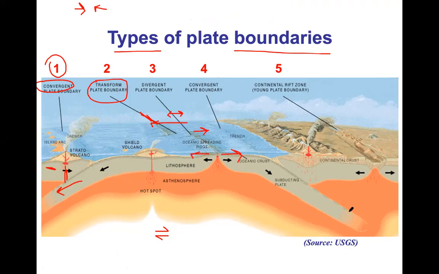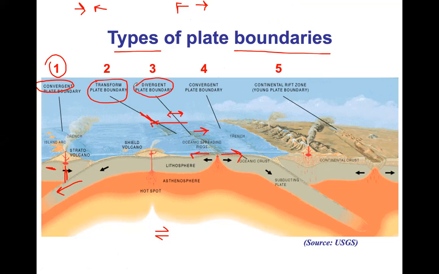So there, what is happening? One plate is moving opposite to the other plate's motion direction, right? Like this. So that type of place we call divergent plate boundaries, okay? Divergent plate boundaries, because the plates are moving away from each other.